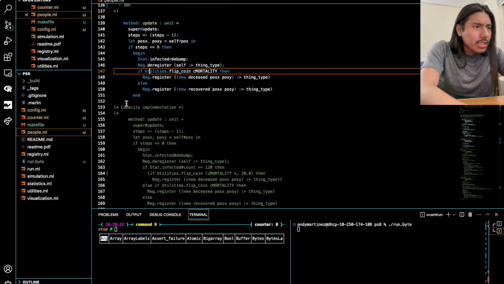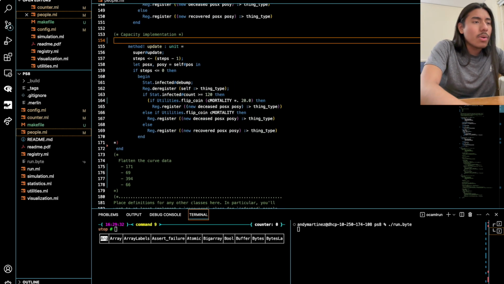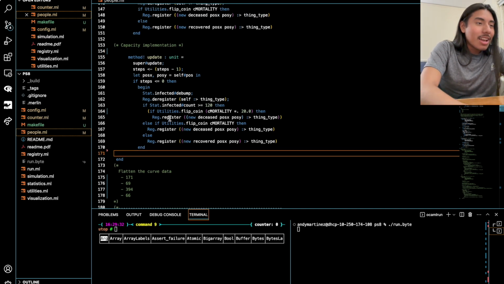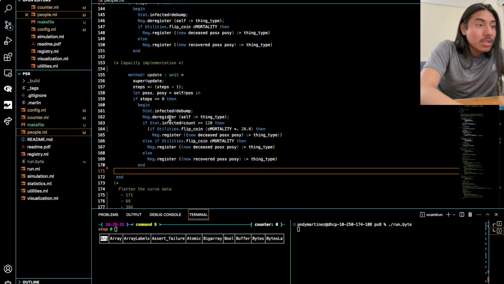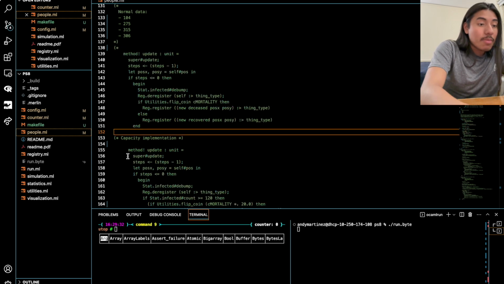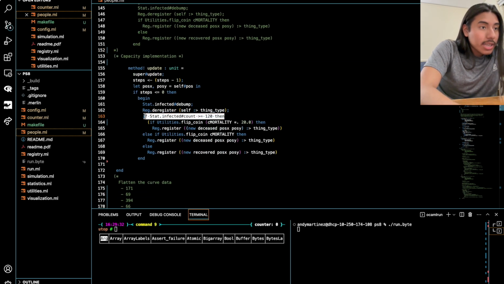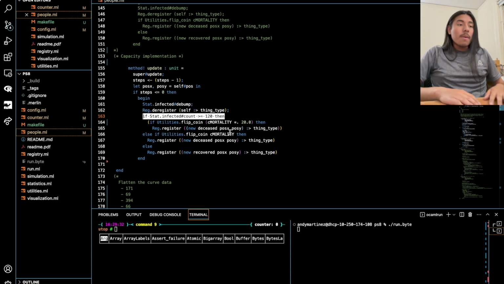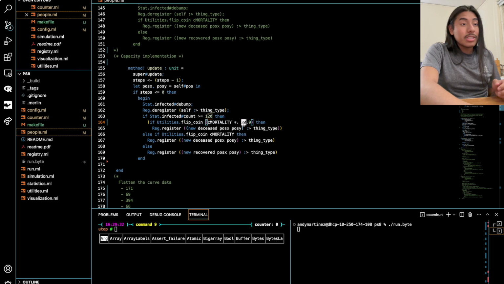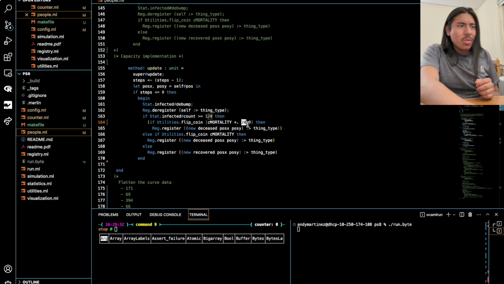And for my first extension, I wanted to test out the flattened curve version, which is one of the recommended ones in the README file. And basically, once the number of infected people exceeds a certain amount, 120 in this case, as you can see here, then the mortality rate increases. By how much? In this case, it increases 20-fold. And I just did that so the effect would be very noticeable.